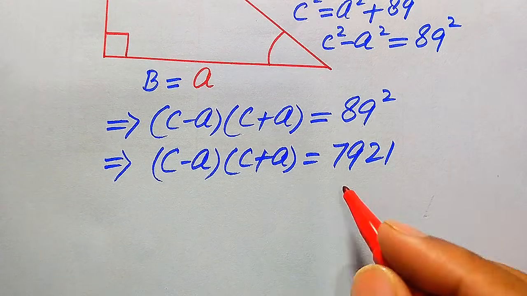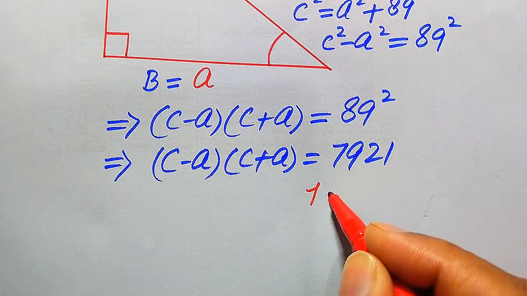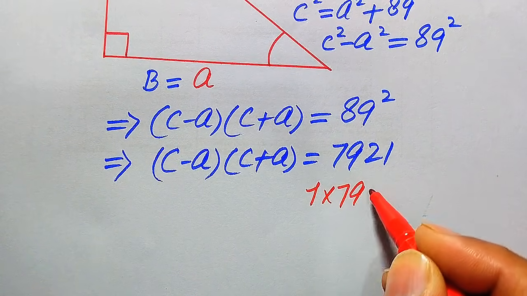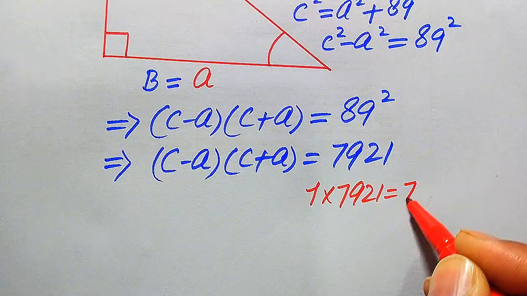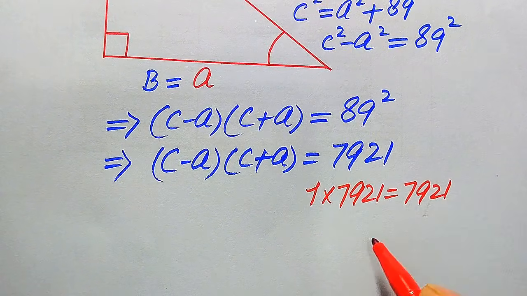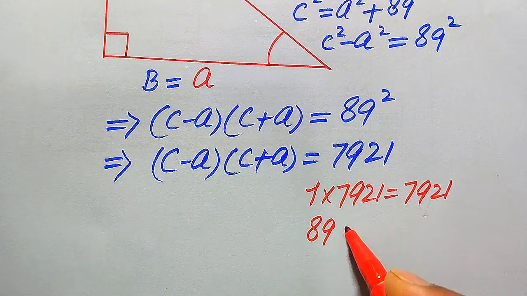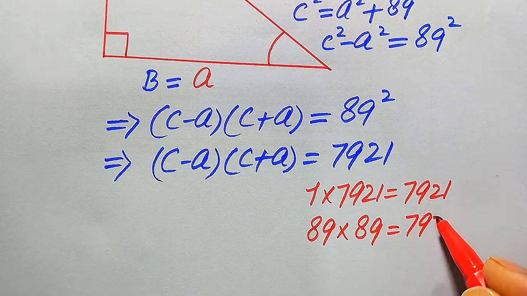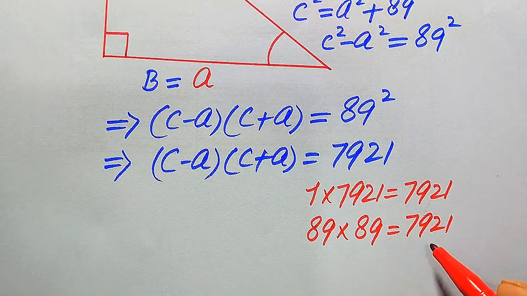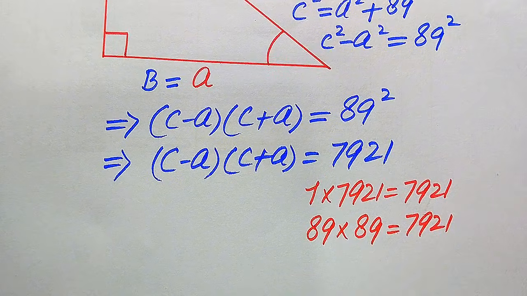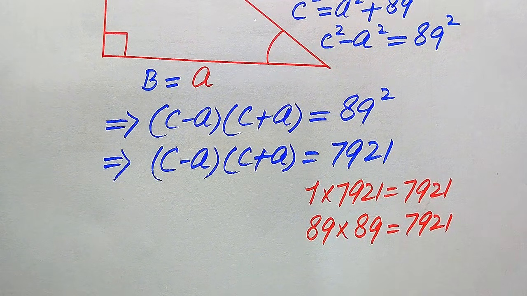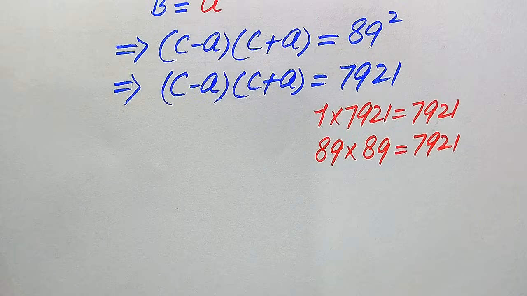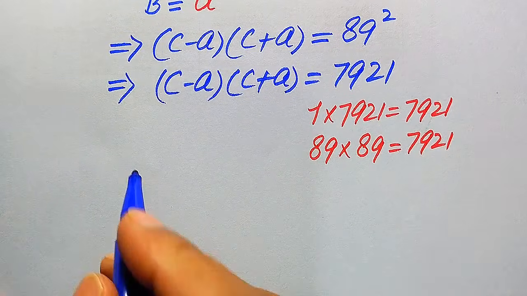So the possible numbers are 1 multiplied by 7921 equals 7921, and the second possibility is 89 multiplied by 89, which also equals 7921. Here we just use positive values because the lengths of the sides of a triangle are always positive, so we choose the positive numbers. And now we divide our equation into two cases.